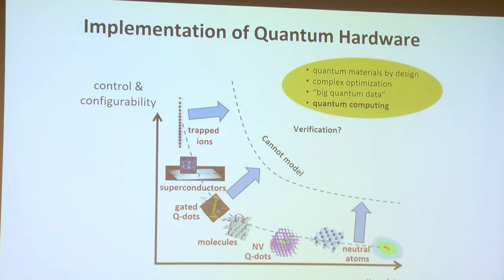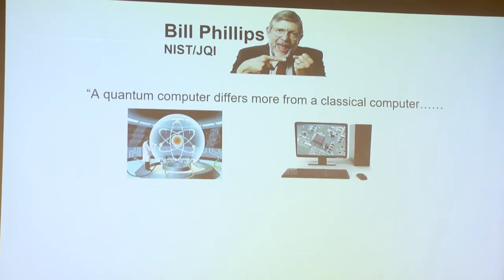And right now, ions and superconductors are the ones that have all this control with small numbers of qubits, but there's a whole host of materials, other quantum systems that we look forward to using in the future to build real devices and solve some of society's very hardest problems. My colleague Bill Phillips at NIST in Maryland is fond of saying that it's useful to keep this in mind when you're building a quantum computer.